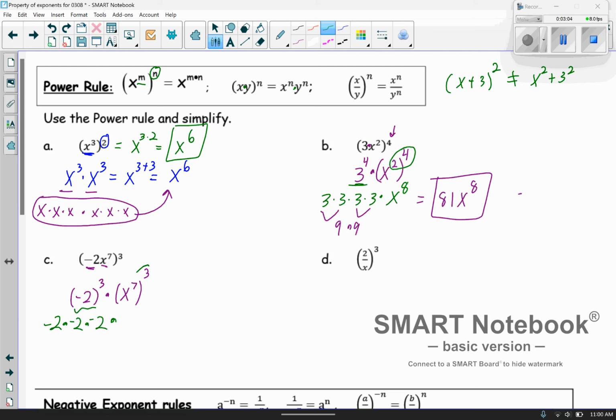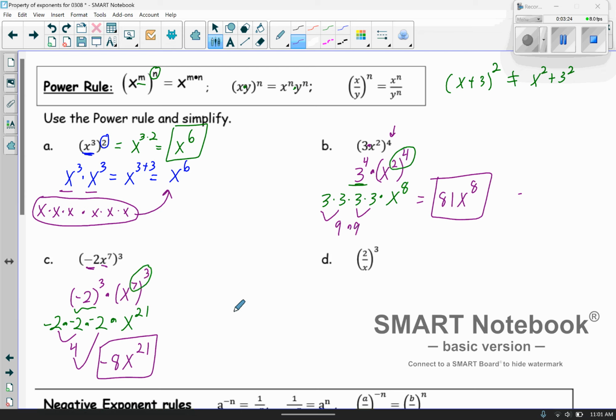And then with the power rule, the best thing to do here is go ahead and multiply those and get 21 as your power. Then negative 2 times negative 2 is positive 4. Positive 4 times negative 2 is negative 8. And then we have our x to the power of 21 with it.